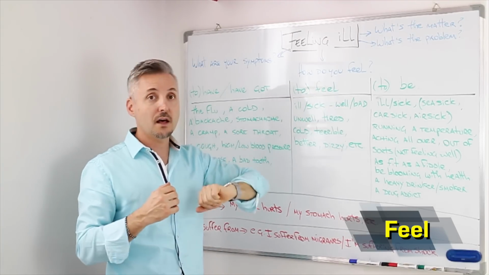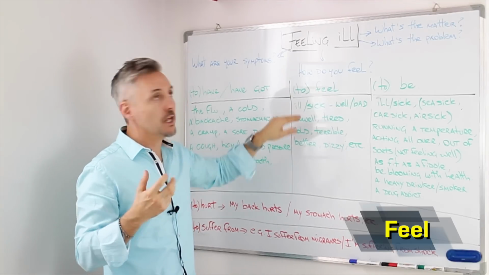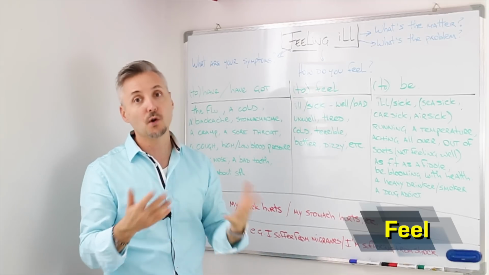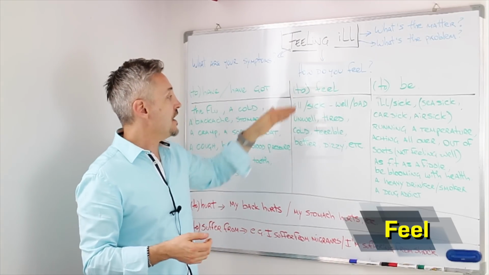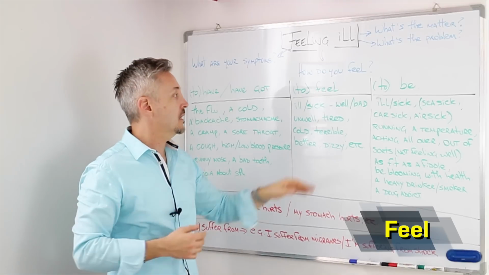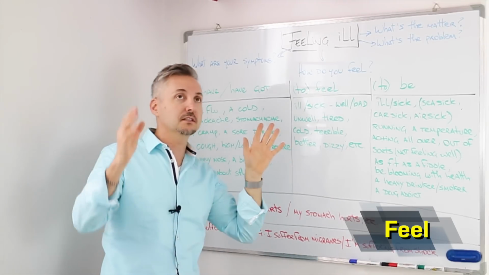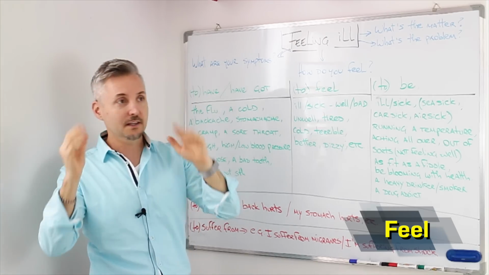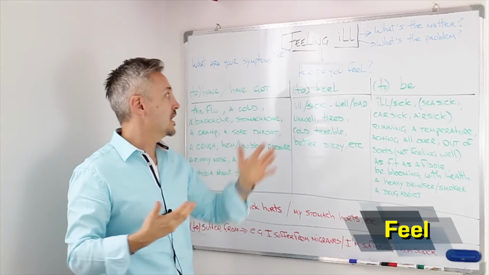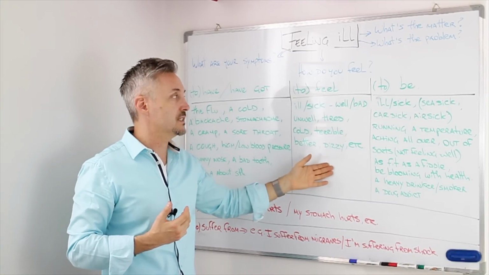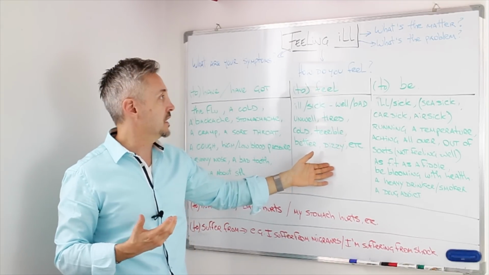I feel well, I feel bad. I feel unwell, obviously. I feel tired, okay, because I work too much. I feel cold, okay. I feel terrible. I feel better, I feel dizzy, etc., etc. Okay, so you know that the verb feel always takes an adjective.